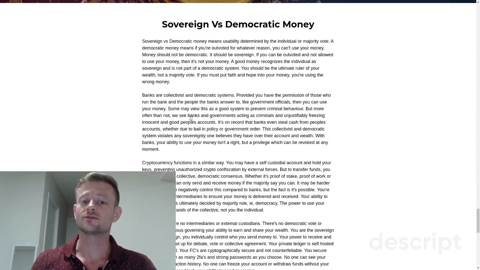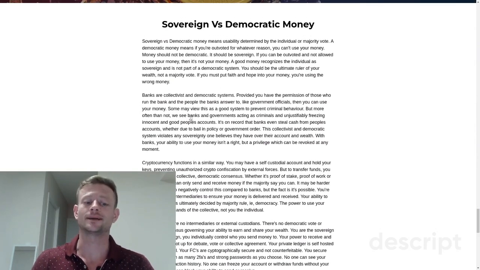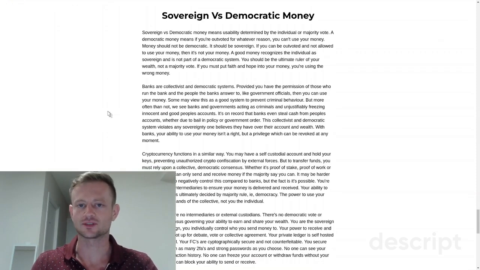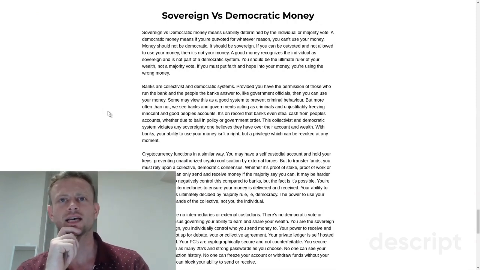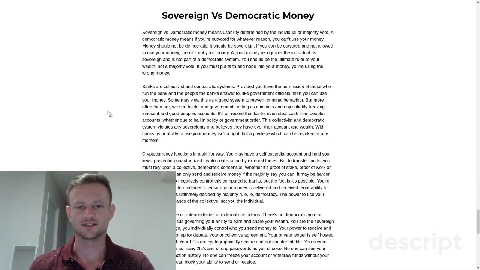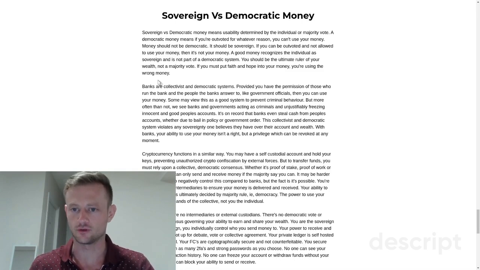So now to finish off, let's go over sovereign versus democratic money. What does that actually mean? Most people have probably never heard of this. Well, actually, I'd say everyone's never heard of this, because I just made up this concept the other day because I realized, oh, yeah, actually I can see that. That's like an aspect of money. Oh, interesting. So you've heard it here first. Sovereign versus democratic money means usability determined by the individual or majority vote. A democratic money means if you're outvoted for whatever reason, you can't use your money.